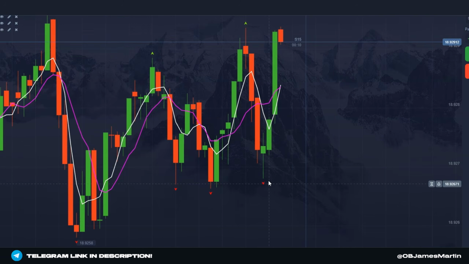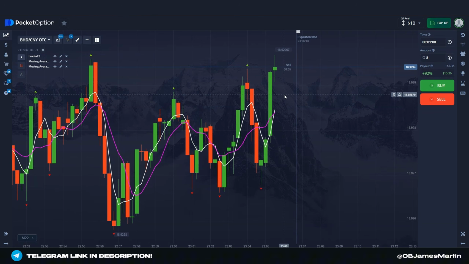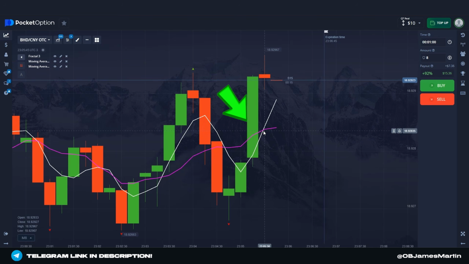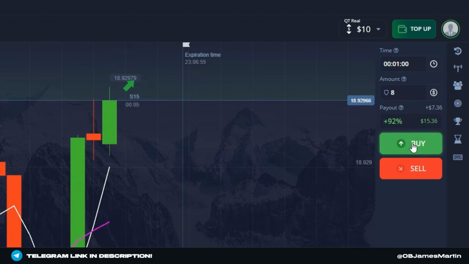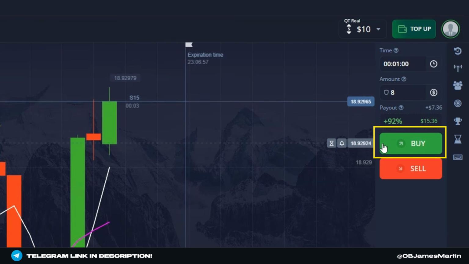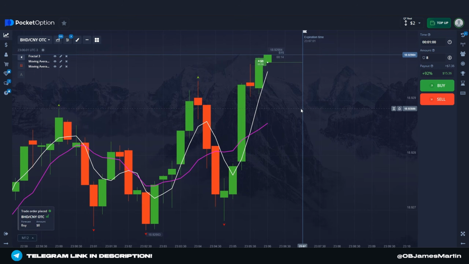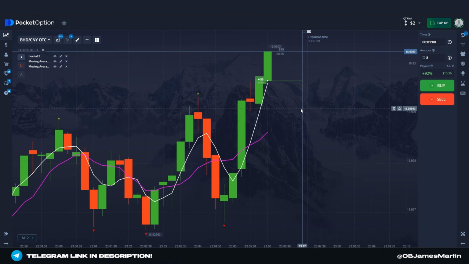Alright guys, right here we have this red fractal. That means an uptrend for us. And we're going to use it together with the crossing of the moving average lines. We got the white one crossing through my pink one. That means an uptrend for us. So I'm going to click on the buy button to make this trade. And don't forget, all the time I use 1 minute.